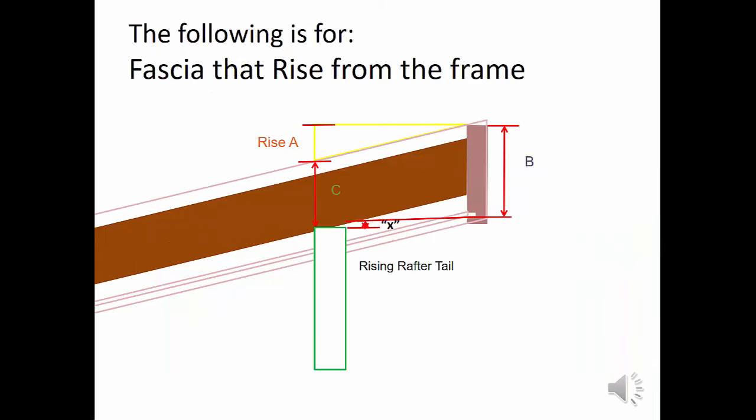Now we're on to fascias that rise from the frame. In some instances, particularly on skillion roofs, you'll have to locate the fascia position at the high end of the roof, and in this instance it will be where the fascia rises away from the frame, or the rafter tail rises away from the frame. So there's some variation in the calculation, but there are also some similarities, so we'll have a look at those now.